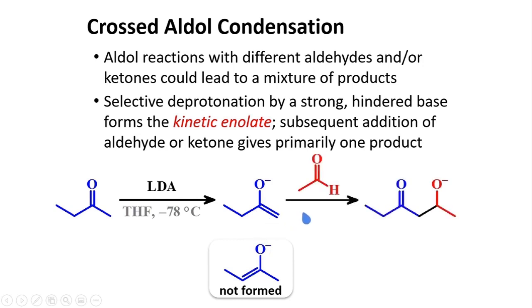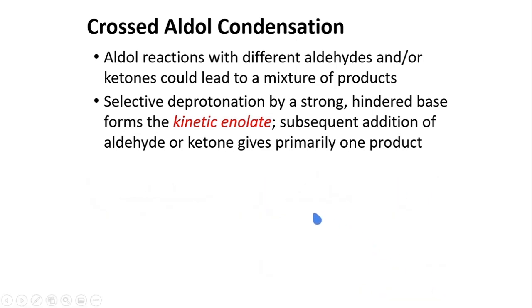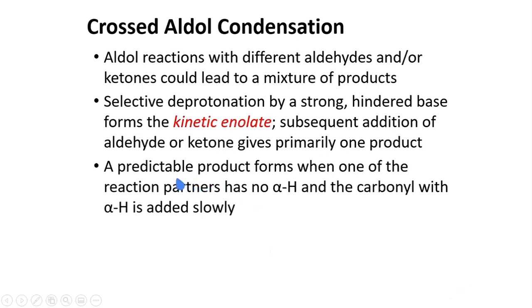If another aldehyde or ketone is added to this enolate, only a single product is expected. Subsequent protonation will give the aldol product, only this one, obtained in 75% yield. Another method that is typically used to allow cross-aldol reactions is to use reaction partners where one of the reactants has no alpha hydrogen and the carbonyl with alpha hydrogen is added slowly.